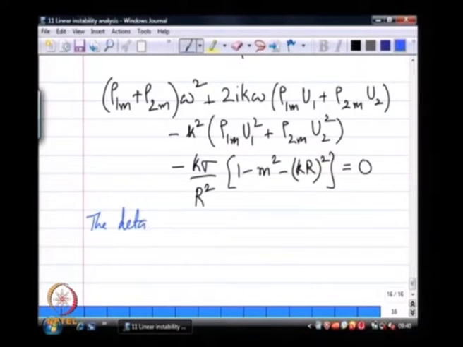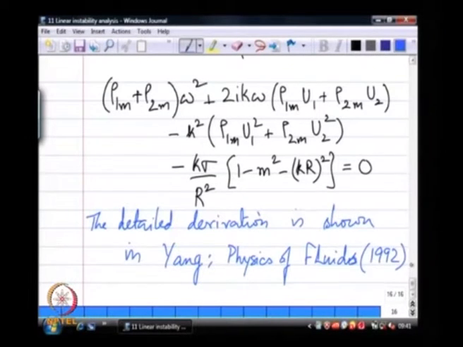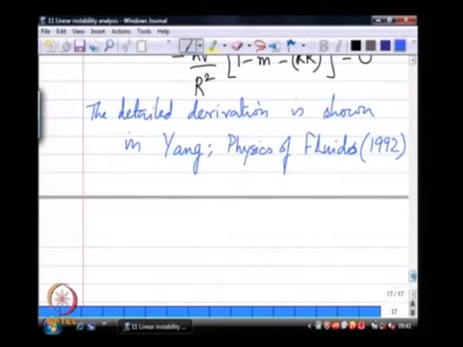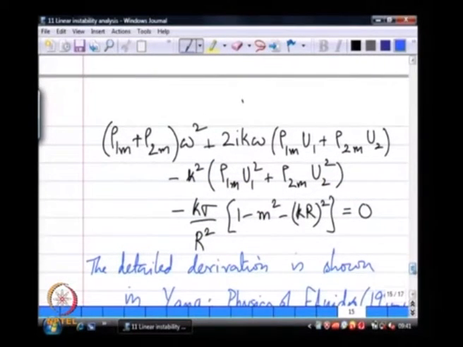The detailed derivation of this is shown in this paper by Yang from the journal Physics of Fluids, 1992. Okay, so let us just look at this for a moment and try to extract some physics out of it.